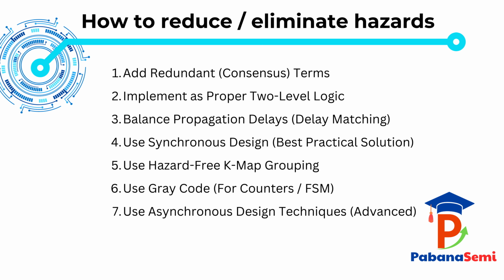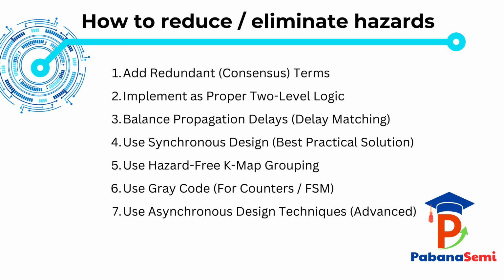Let's discuss how we reduce or eliminate hazards in combinational logic. First, we can add redundant or consensus terms. This is the classical method for removing static hazards. By adding overlapping implicants, we ensure that at least one logic path remains active during transitions. Second, implement the logic as proper two-level SOP or POS structures. Hazards are easier to analyze and eliminate in two-level logic compared to deep multi-level networks.